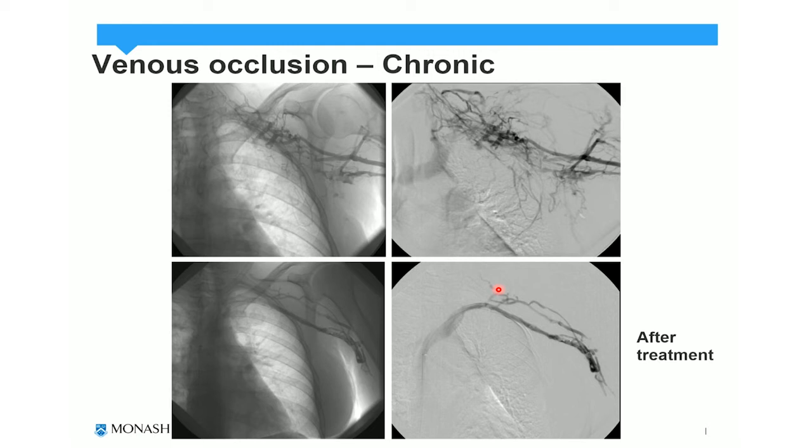This is a chronic occlusion caused by a condition called Paget-Schroetter disease, which is a chronic occlusion of the subclavian vein by the clavicle and the first rib, and that's caused complete occlusion with formation of collaterals. After treatment with a balloon and first rib resection, we've restored flow, and you can see here the path of least resistance is along this vessel now, the major vessel, and we've lost those collaterals.